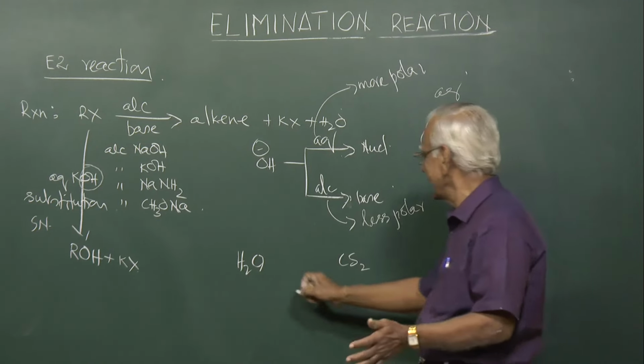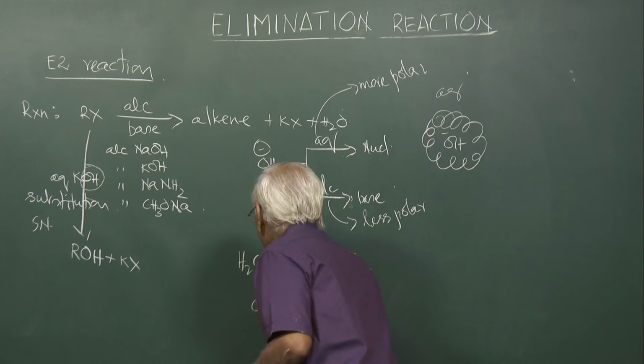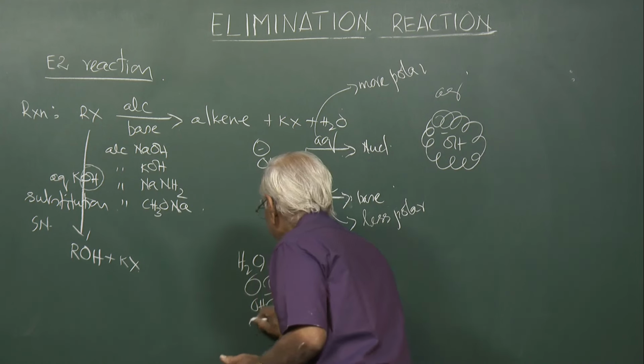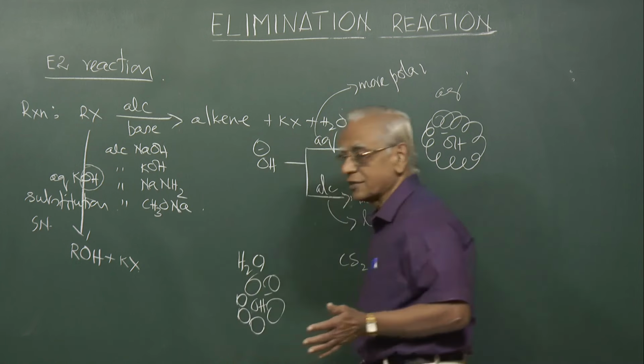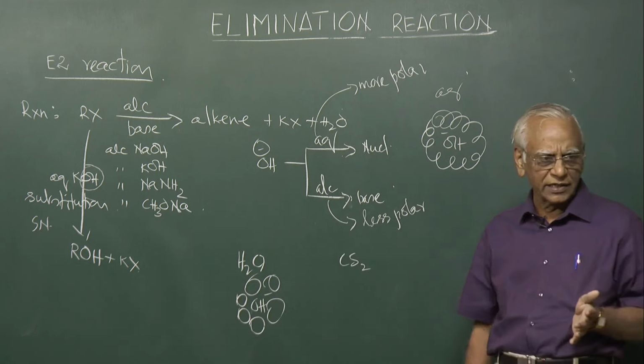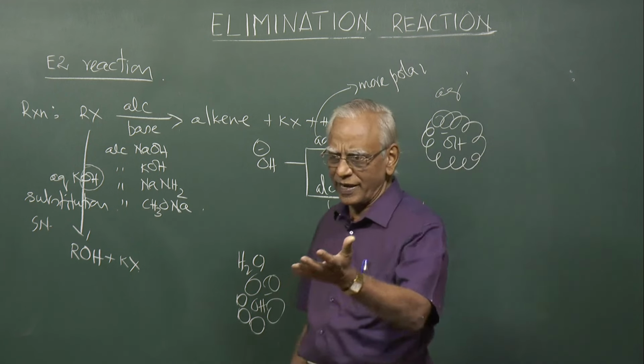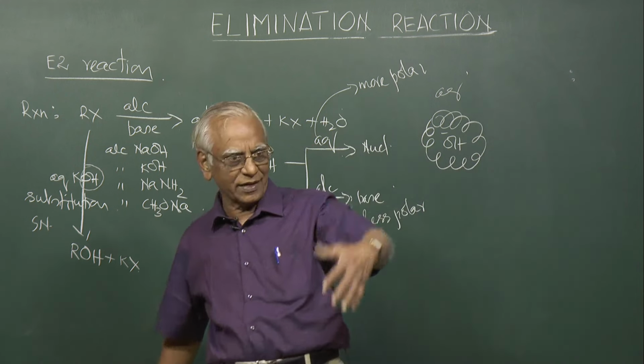Now, what happens? In the case of this, what is the reagent here? The OH minus ion is solvated. There is going to be attraction towards this. What kind of attraction here? It could be ion dipole attraction, or it could be hydrogen bonded attraction. That could be another question for you.